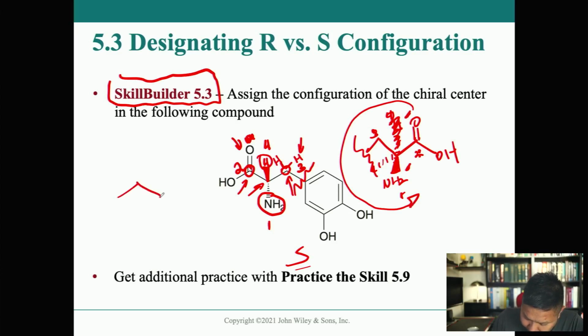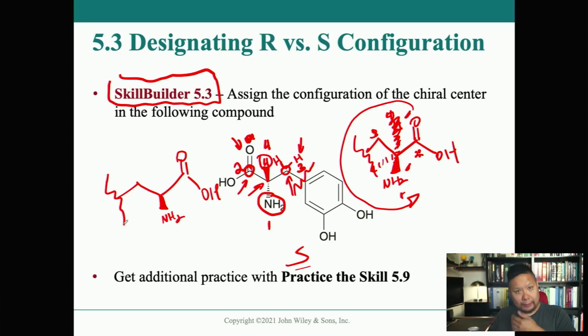I flipped it around like so. Okay. Here's the carboxylate over here, or the carboxylic acid. The NH2 is pointed downwards here. Okay. Right. And then we have our CH2, and then we have the rest of the molecule here, the benzene ring, that doesn't really matter. Okay.